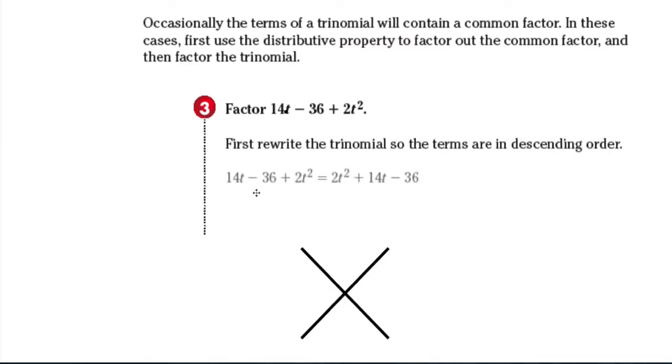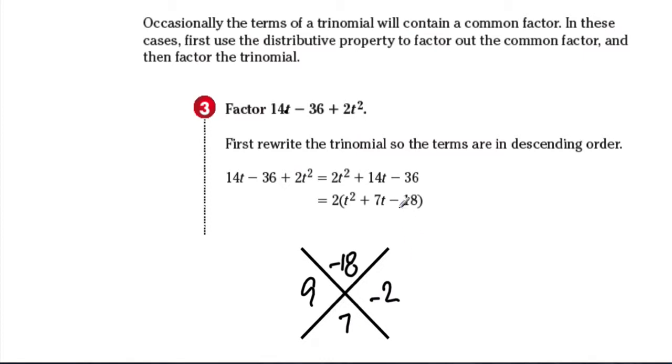So writing this in descending order, this becomes 2t squared plus 14t minus 36, and find the GCF first, and the GCF is 2. If we factor out 2, you end up with t squared plus 7t minus 18. Okay? And then from there, you can factor t squared plus 7t minus 18. We know that this coefficient is 1, so we don't have to worry a lot about grouping. So that's negative 18 and 7. What two factors of negative 18 will give you a sum of 7? That's easy enough. It's 9 and negative 2.